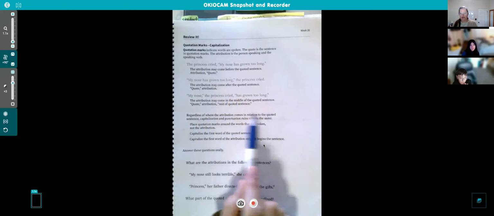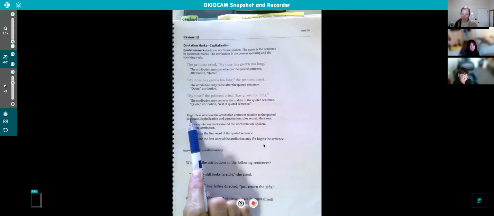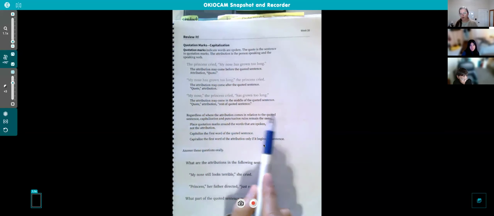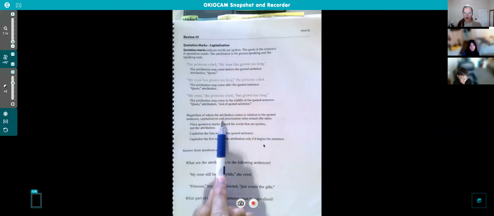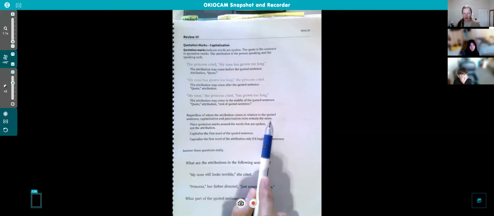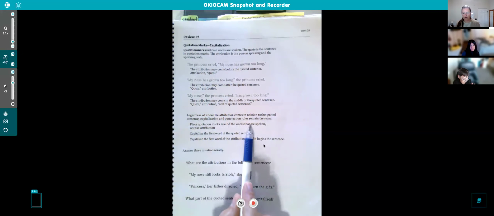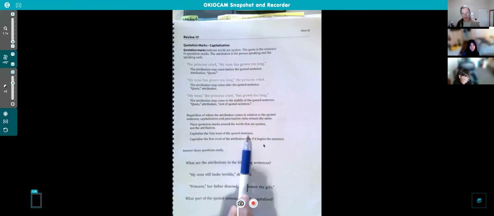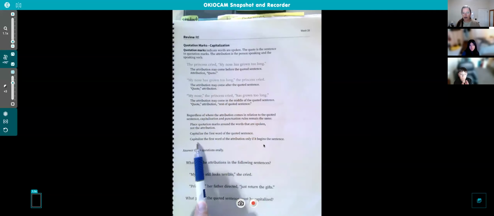And then it basically gives you that information here. It says, regardless of where the attribution comes in relation to the quoted sentence, capitalization and punctuation rules remain the same. And here are the rules. Place quotation marks around the words that are spoken, not the attribution. Capitalize the first word of the quoted sentence, and capitalize the first word of the attribution only if it begins the sentence.